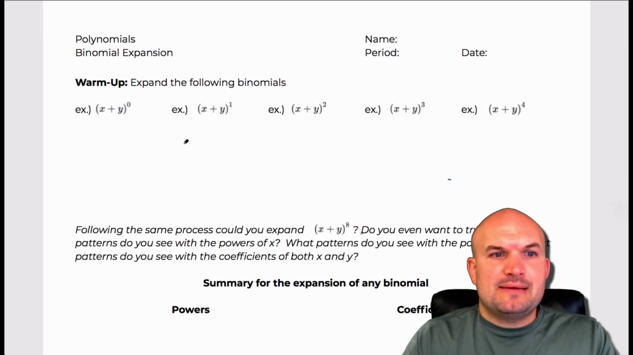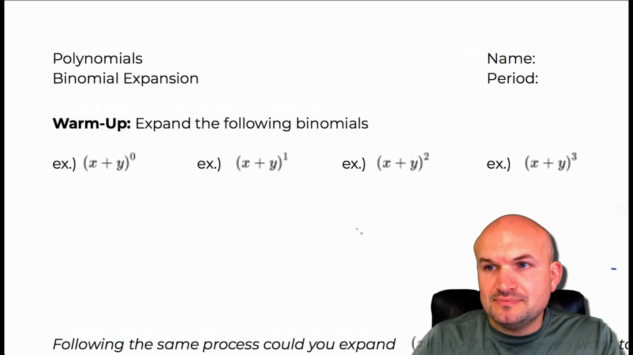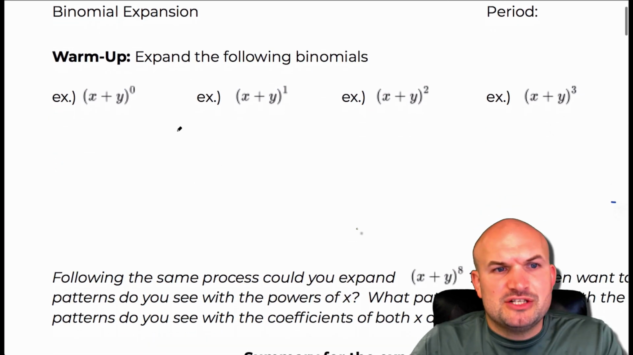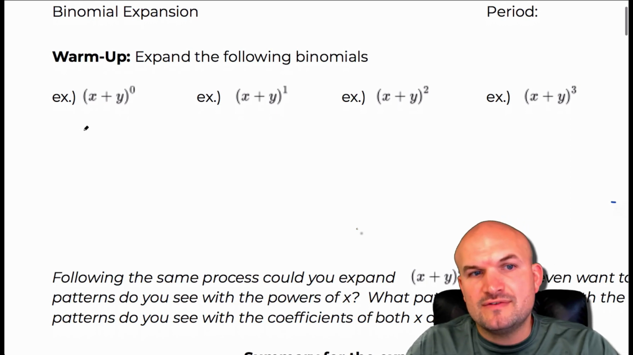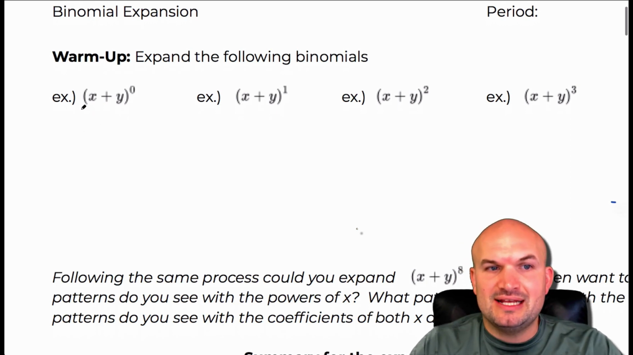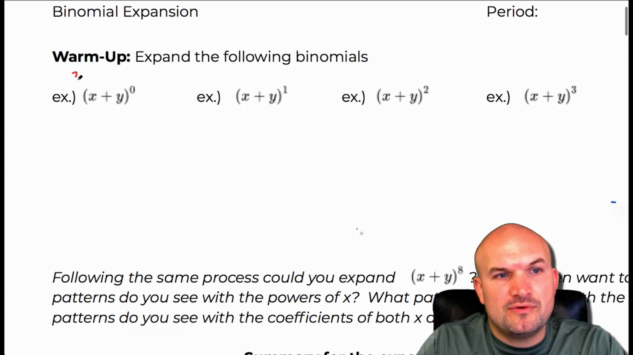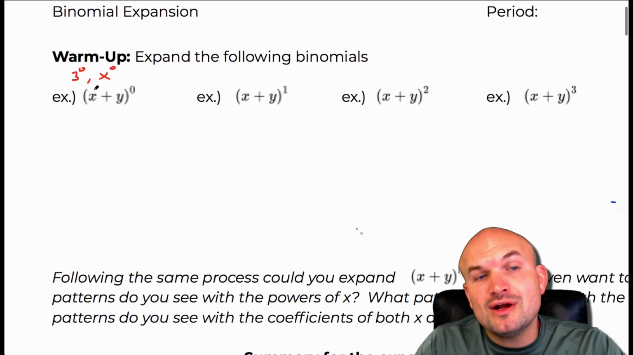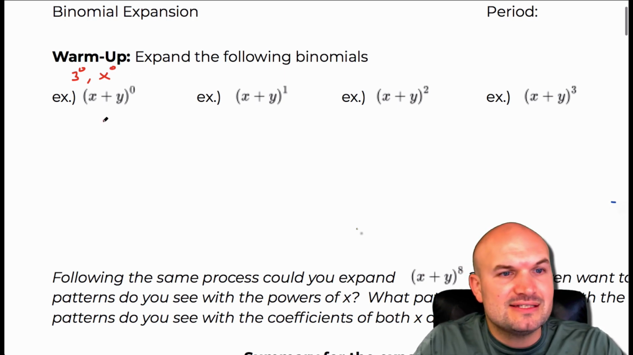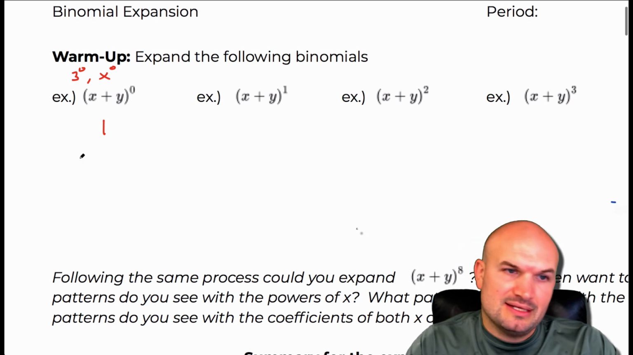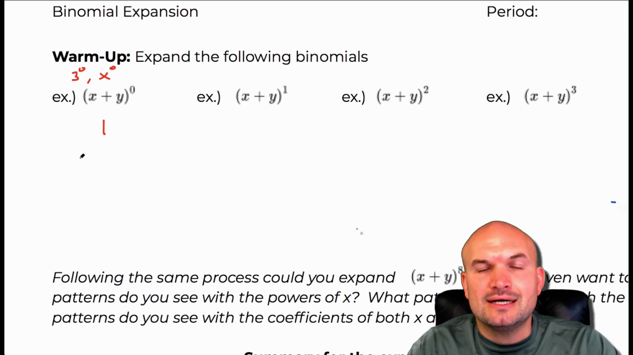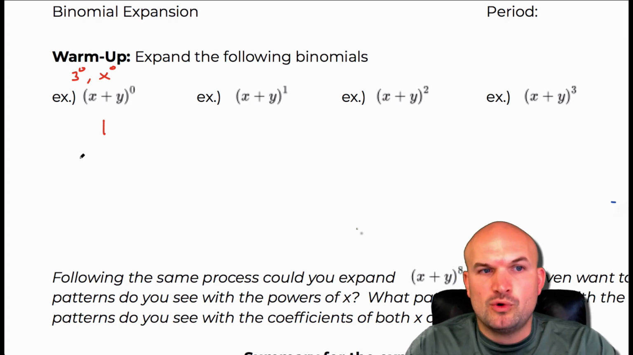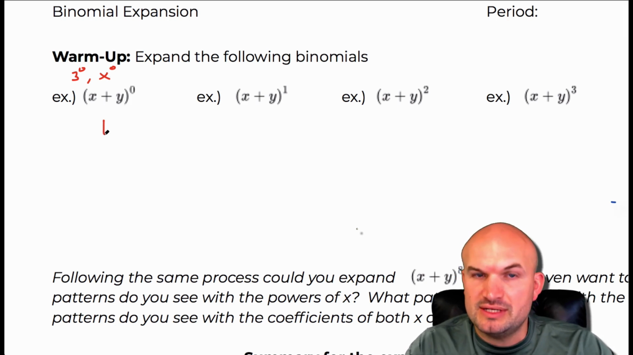In the first example, I have the expression x plus y raised to the 0 power. Hopefully, with our rules of exponents, we remember that it doesn't matter if you have 3 raised to the 0 power, x raised to the 0 power, or an expression raised to the 0 power. The simplified expression is going to be 1. I don't want to spend too much time on the reasons, since that's not the idea of this warm-up, but it is important to remember that anything raised to the power of 0 represents 1.